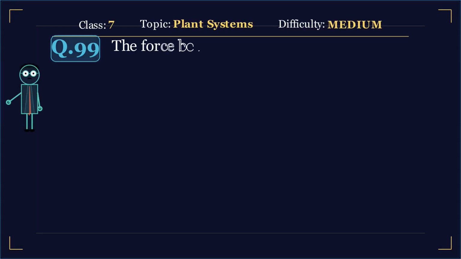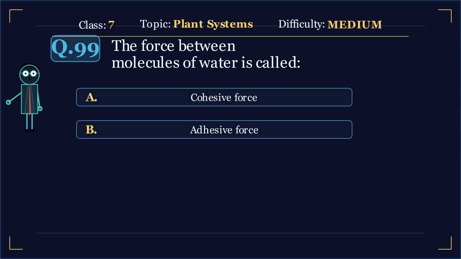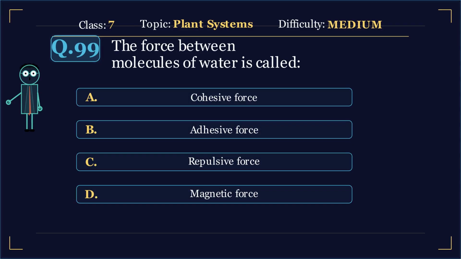Question 99. The force between molecules of water is called: Option A, cohesive force. Option B, adhesive force. Option C, repulsive force. Option D, magnetic force. The correct answer is option A.